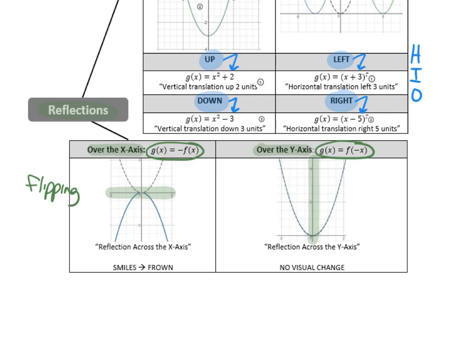Just for quadratics, though, we kind of ignore this transformation because it doesn't look any different. But there are times when this transformation does look different. We're just not going to talk about it in this class. It is part of the things you need to know, but it's not a huge emphasis. Any questions about this flowchart? All right, we're going to show you how to do these transformations to different functions.